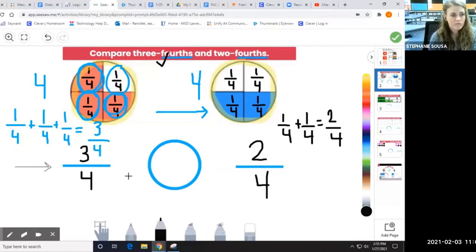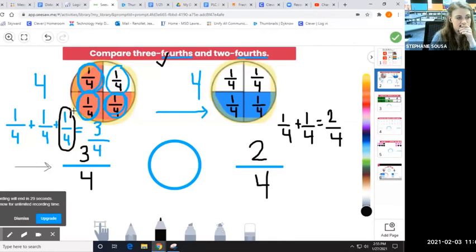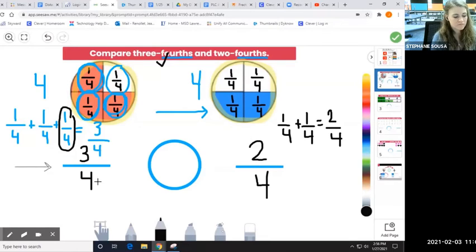And now I get to compare and think about which fraction has more area shaded. Well, I also notice when I added all my unit fractions together, on the red model, I added an extra 1/4 piece. There are 3 red parts on the left, but on the right, there's only 2 parts shaded. So 3/4 is greater than 2/4.